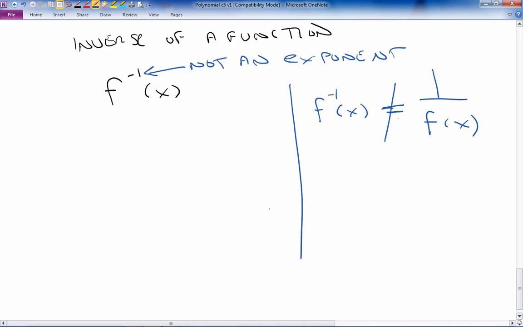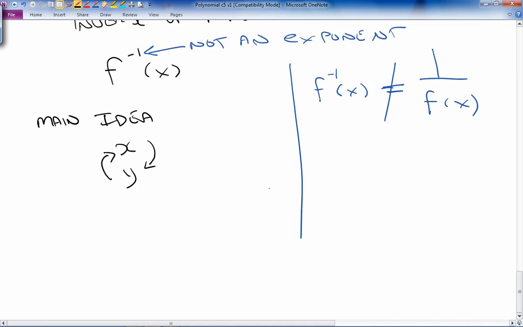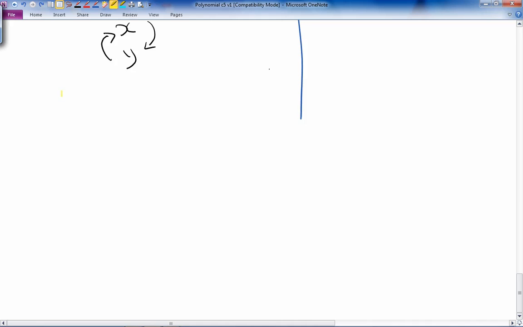The key to an inverse, the main idea, is there's an XY swap. Okay, you switch those. And then once you switch that, that has ramifications for domains and ranges and how the graph looks, all sorts of things. But this is the key to it. So let's do an example. We'll do an easy one.